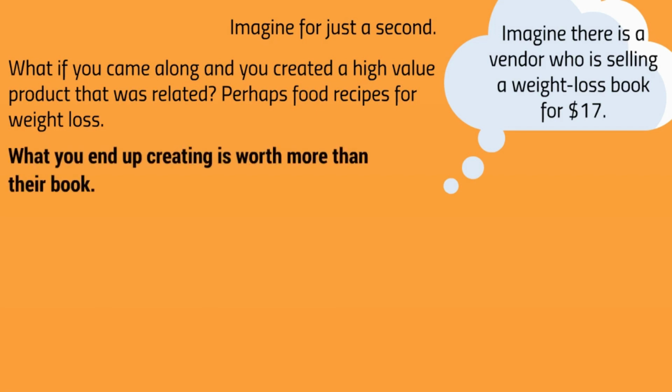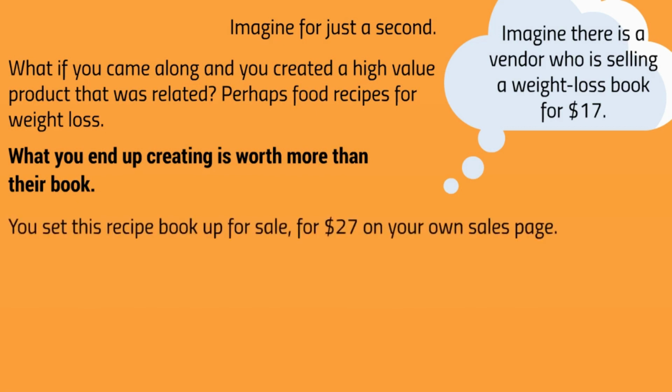And let's say you do that. What you end up with is a book or a video that is worth more than their book. So in this case, you can set the recipe book up for sale on an actual sales page for $27. Somebody is selling a $17 book or something lower. Basically, you want to make sure that your high value product is either double or a little bit more money than what they are selling, because it's going to get the vendor to more likely say yes. Now, it's got to be realistic. If you're offering something of low value and just bumping up the price, that's not going to work anyways.